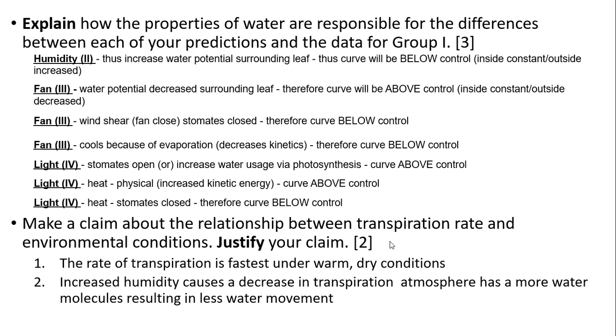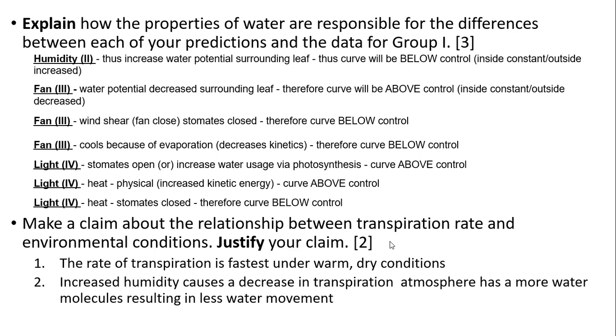So to explain the properties of water and how they're responsible for the differences between each of your predictions and the data for group 1, what you needed to do is say what was going on in each group. For example, with humidity, the increase in water potential surrounding the leaf, thus the curve would be below the control, because there's just a lot of water on the outside, so it reduces water loss.